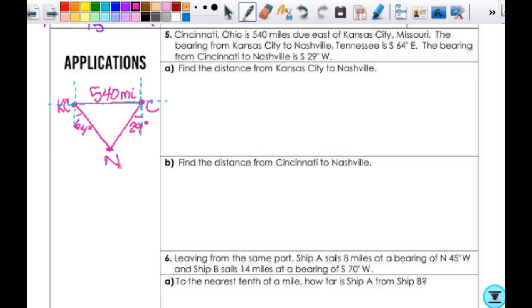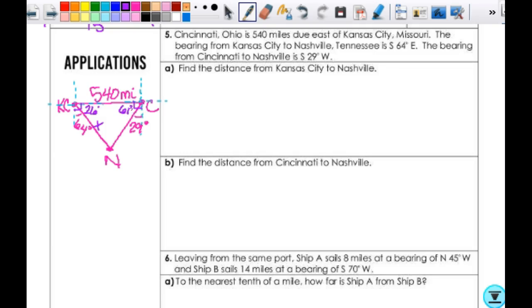Okay, so now that we have that, it says in A, we're going to find the distance from Kansas City to Nashville. So we're going to find this. I'll call this x. So right now, I have that this is 540, this is x that I'm looking for. I don't have any angles in my triangle, but can I figure out what some of the angles are? Yes, because since this was due east, this is a right angle, right? So if this is 64, can I figure out this angle? Yes, this is going to be 26. And since this, again, was due east, that's a right angle, so 90 minus 29 is 61.